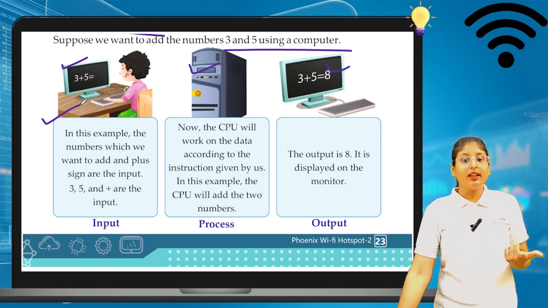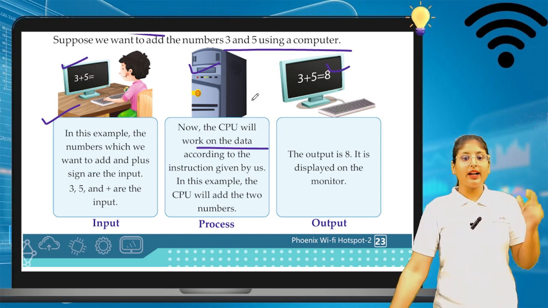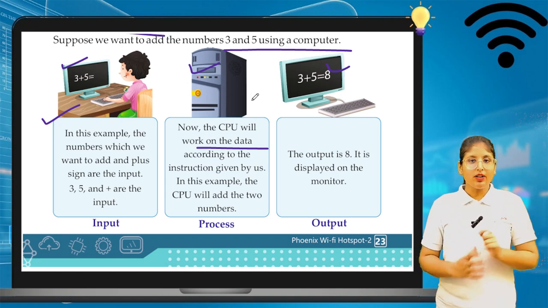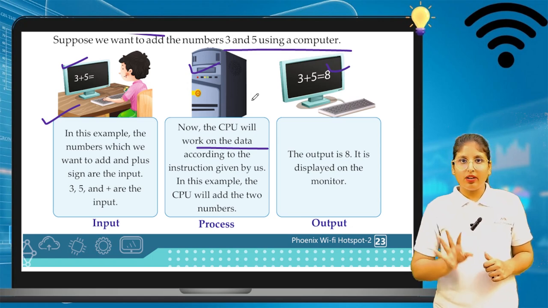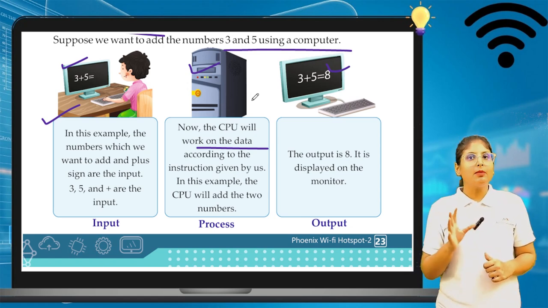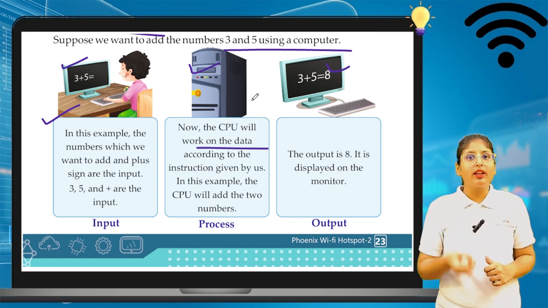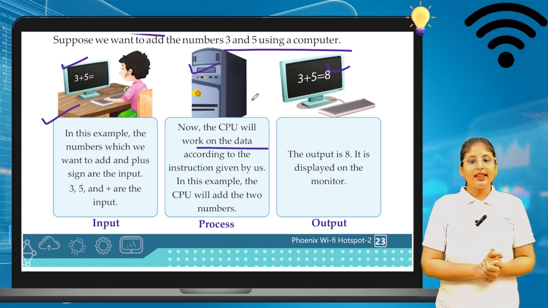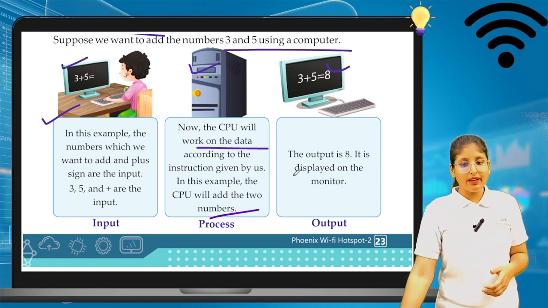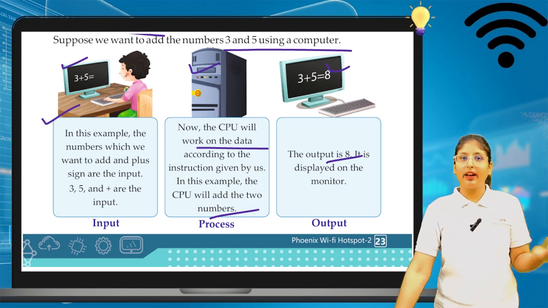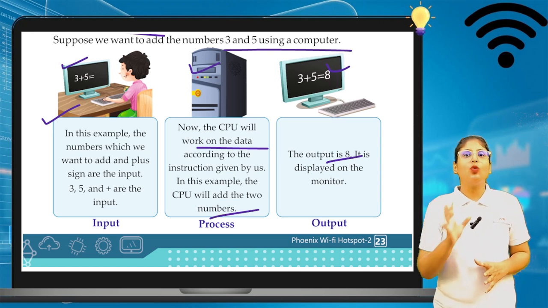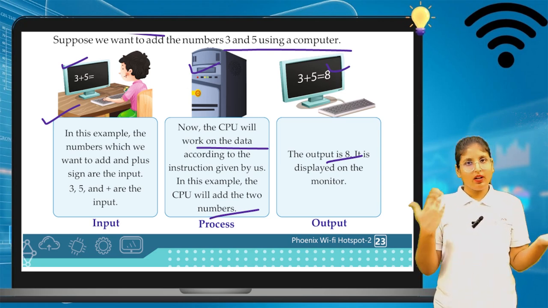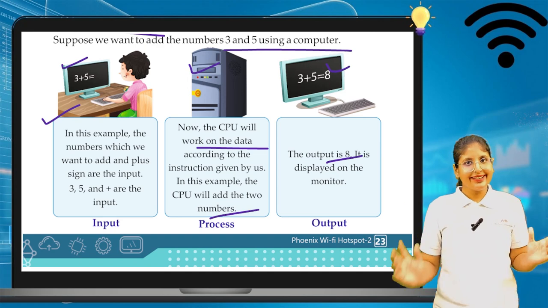Then process. Now the CPU will work on the data according to the instructions given by us. If you want to divide the numbers, it can divide for you. If you want to multiply the numbers, the computer multiplies them. They work on the instructions that you give. So the CPU will add the two numbers and display them, and then you get the output, that is 8. The output 8 is displayed on the monitor. Input, process, output. Clear? Okay.